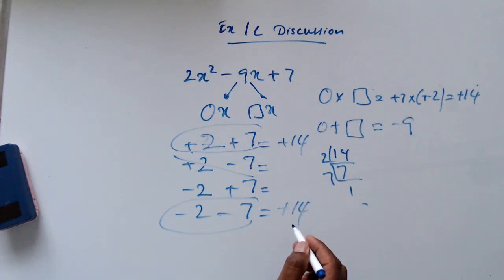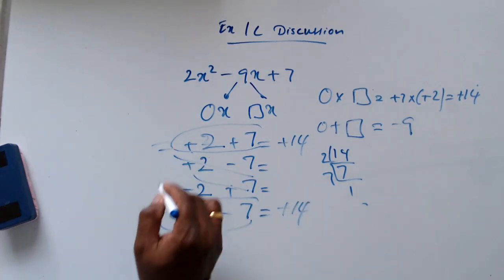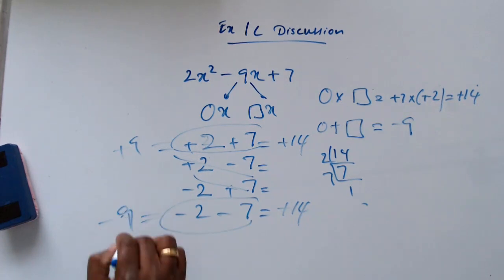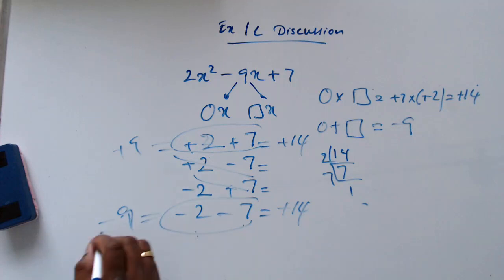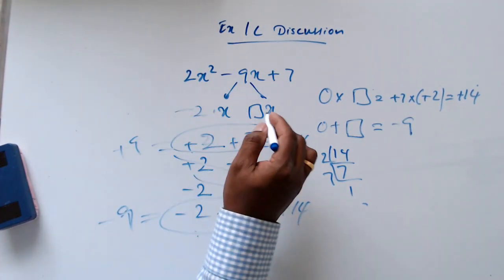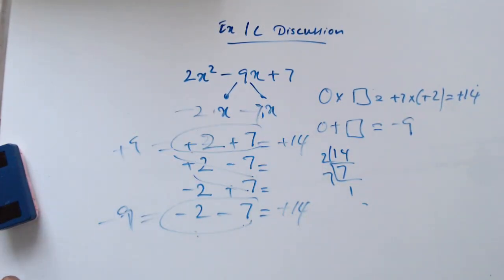cancel out. So then out of this one, which one will give the addition to minus 9? This is plus 9, this is minus 9. So then we have to break into minus 2 and minus 7. So this is going to be minus 2 and this is going to be minus 7. So we'll work from there.